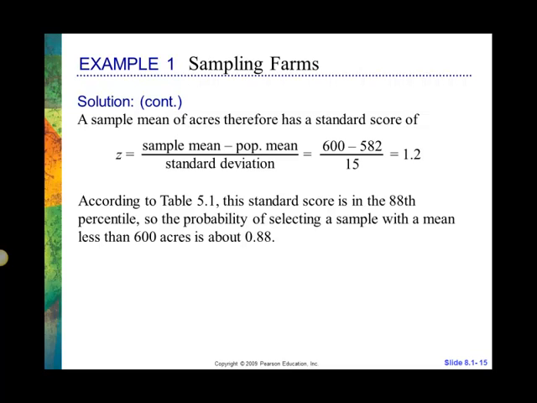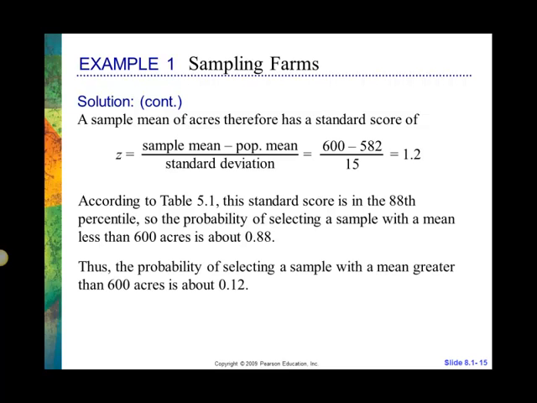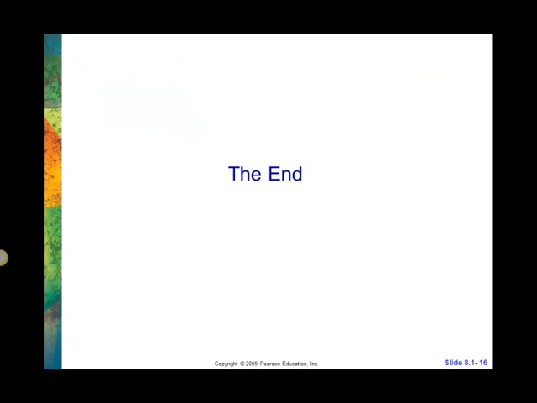So finding something less than 600 acres is 0.88. Finding something more than 600 acres is 0.12, because remember, these things have to add up to 1.